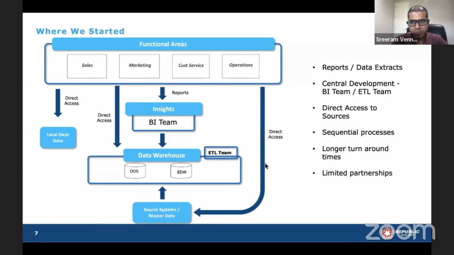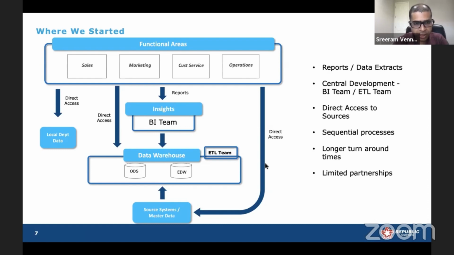So the team wasn't able to scale to the needs of the business. The process was mostly sequential, where we gather requirements, build data pipelines, reporting, and the end product was delivered to the business, which was time consuming and not robust enough to meet the business needs. It was taking significantly longer.